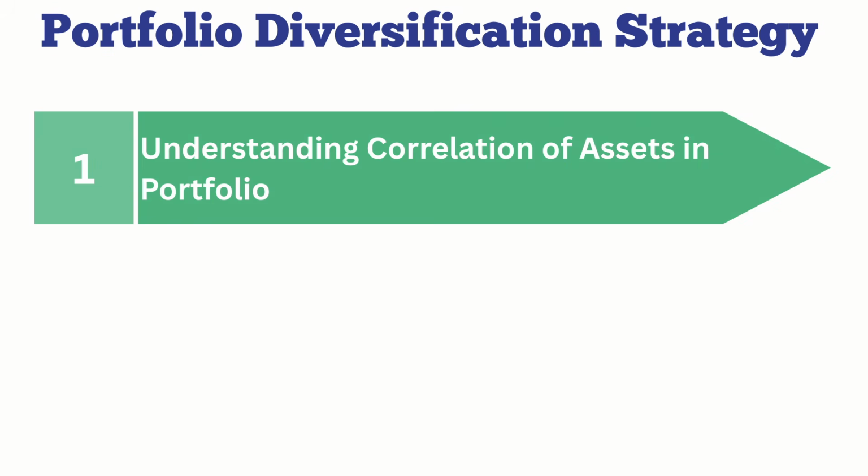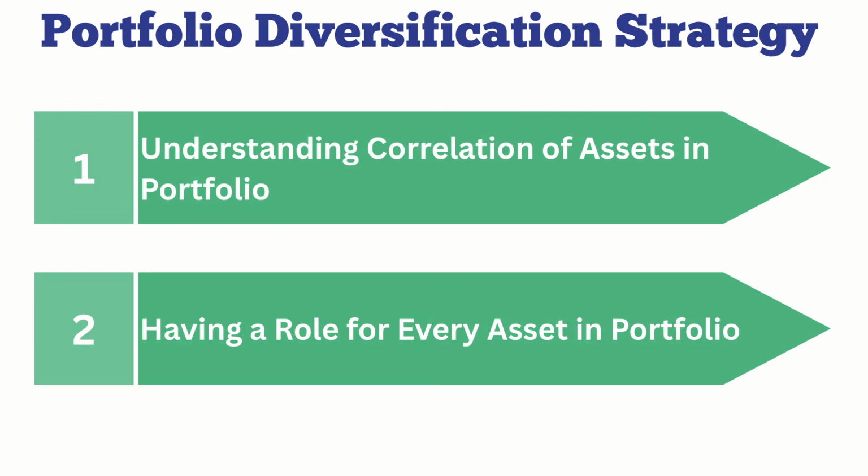Do check that out. Okay, so the first part of portfolio allocation is understanding the role of correlation. But an even more important part is having a role for every asset in your portfolio. This is where investor B differed from investor A. He didn't just look at funds. He assigned a role to every asset in his portfolio.